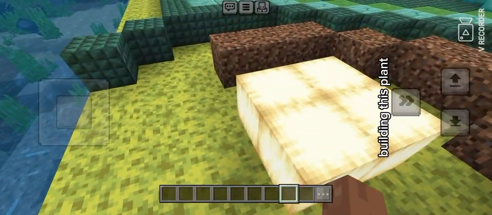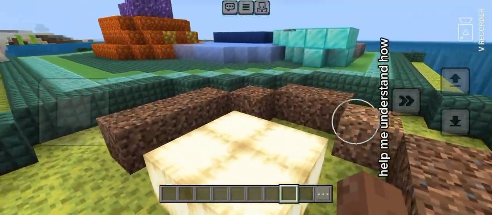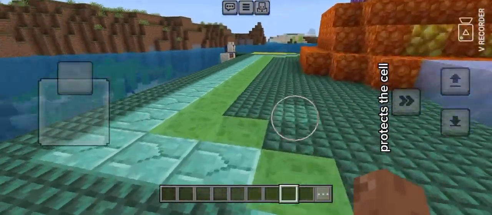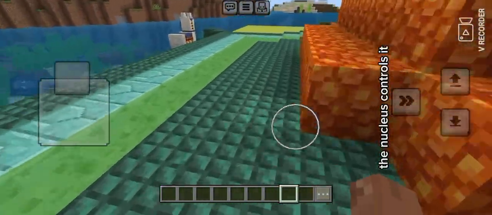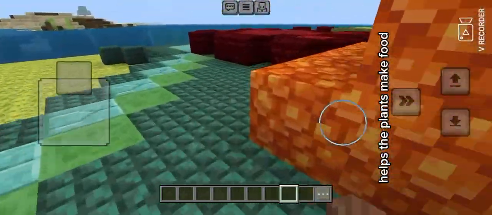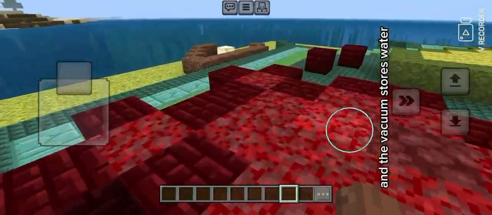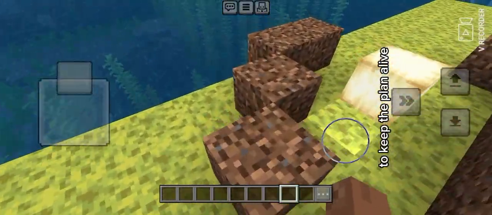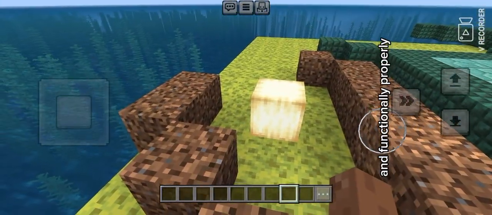In conclusion, building this plant cell model helped me understand how each organelle has an important function. I learned that the cell wall protects the cell, the nucleus controls it, the chloroplast helps the plant make food, and the vacuole stores water to keep the cell firm. All the organelles work together like a team to keep the plant alive and functioning properly.